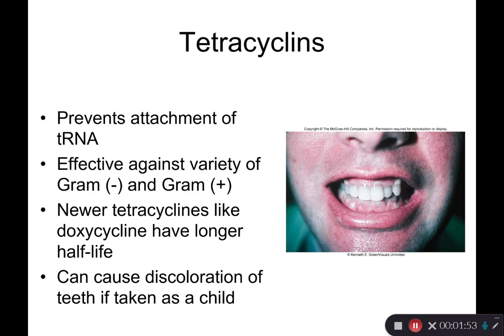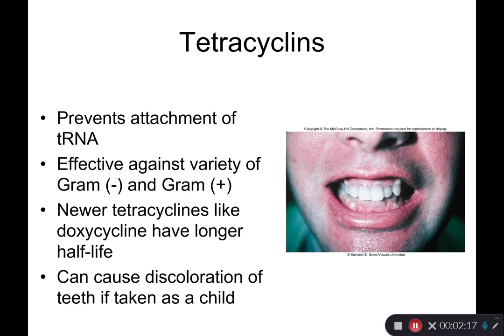The tetracyclines, they'll prevent attachment of transfer RNA, so they will bind to the 30S subunit and prevent the tRNA from creating the elongating chain of proteins. They are effective against both gram-positive and gram-negative. There's newer tetracyclines like doxycycline you may have taken before, and that will have a longer half-life, which is going to allow for less frequent dosing.